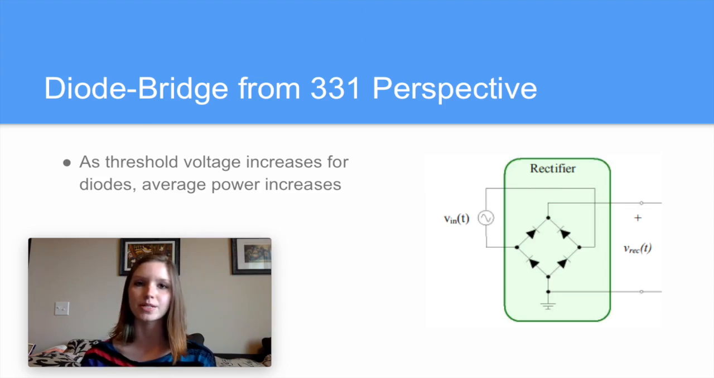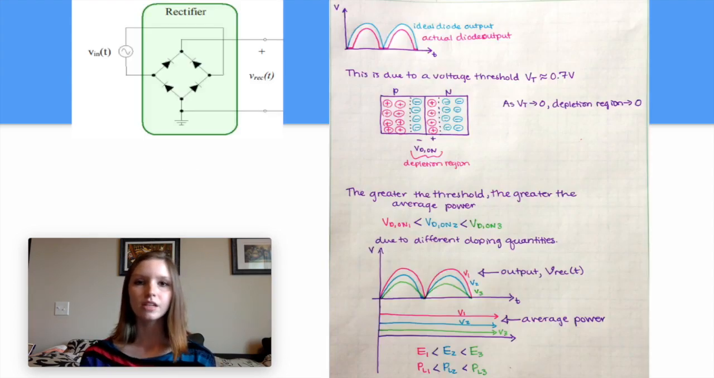Then from a 331 perspective, we're going to see that the threshold voltage increases as average power increases. Here in blue we have the ideal diode output, and the actual diode output is in pink, and it is lagging the ideal diode output by VD on. Our threshold voltage is usually around 0.7 volts, and it is the internal resistance inside the depletion region of the diode. We want this depletion region because as VT goes to 0, our depletion region goes to 0, and then it would just become a silicon bar, and we want a diode.